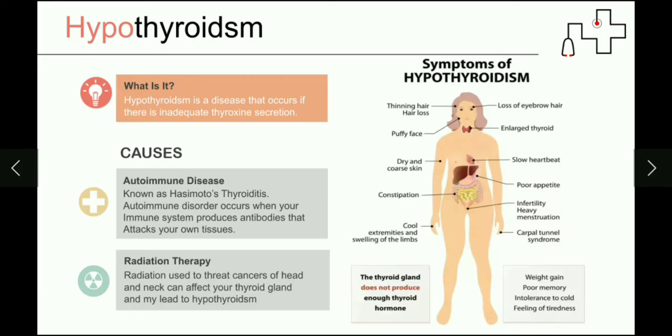So the first one is hypothyroidism. So what is hypothyroidism? It is a disease that occurs if there is inadequate thyroxine secretion from our body.